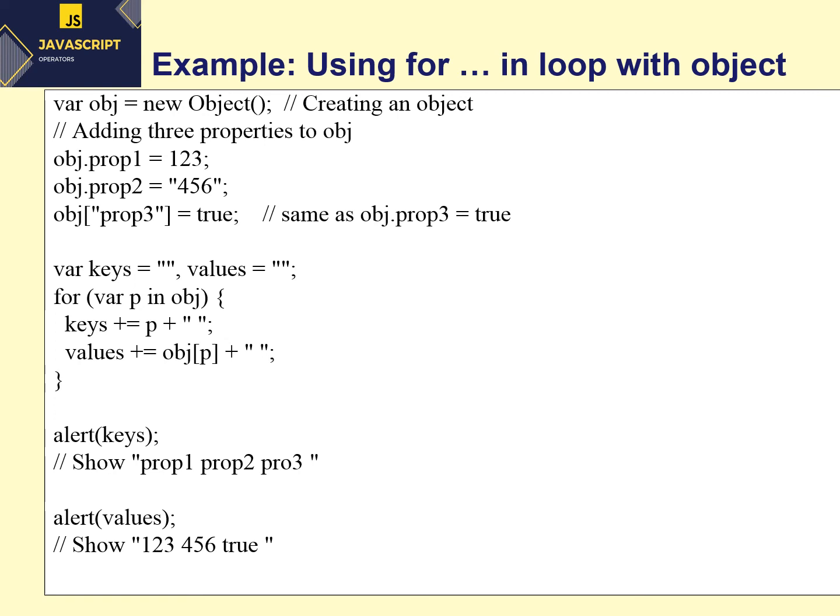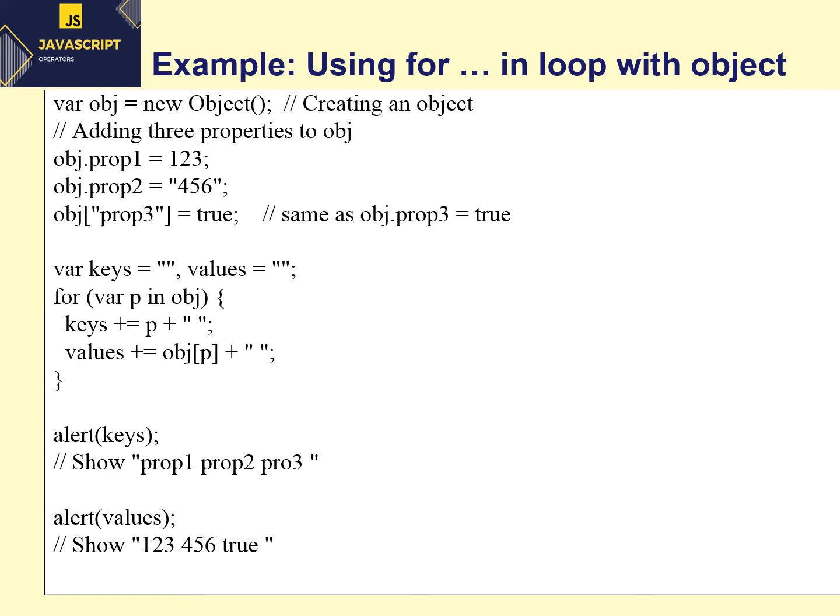obj in square brackets, prop3. So the name of the third property in the corresponding object obj is prop3 and the value held in prop3 is true. So this expression, obj["prop3"], is the same as obj.prop3 is equal to true. This is another way of assigning a property name to an object. Now after that we are having variables keys is equal to empty string, values is equal to empty string. So two variables are created, keys and values, both having a null string or empty string.